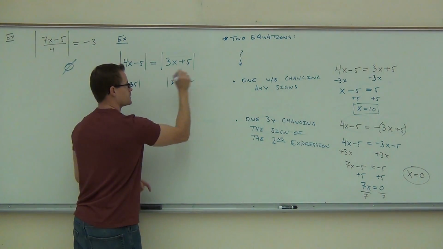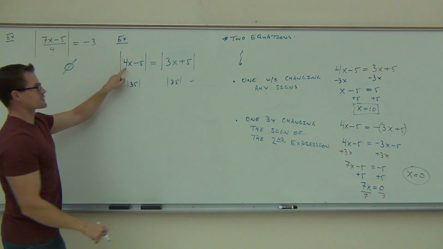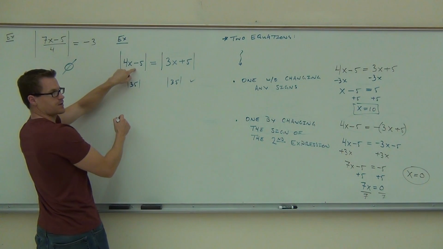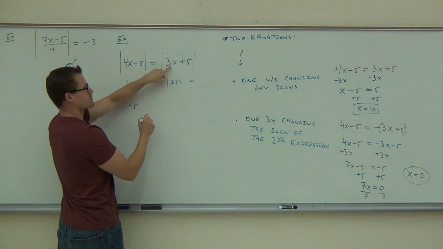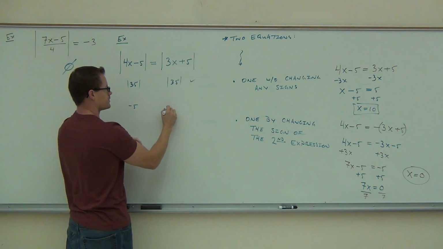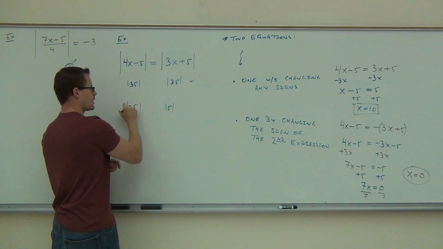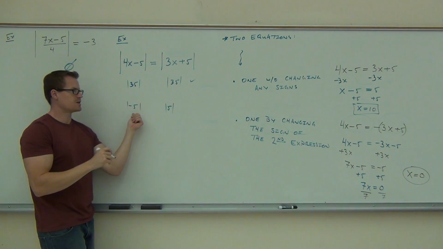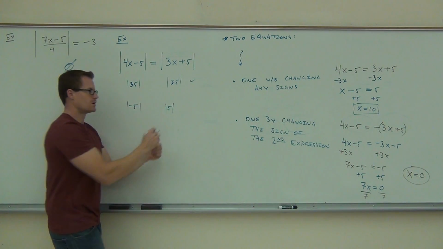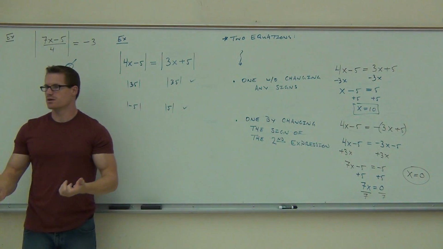Yes. That works. Let's try the 0. What's 4 times 0? 0. Minus 5. What's 3 times 0? Plus 5. Oh, those are opposites, like we thought. Is the absolute value of negative 5 equal to the absolute value of 5? Yes. That's another solution. That's how we're getting our 2 solutions.